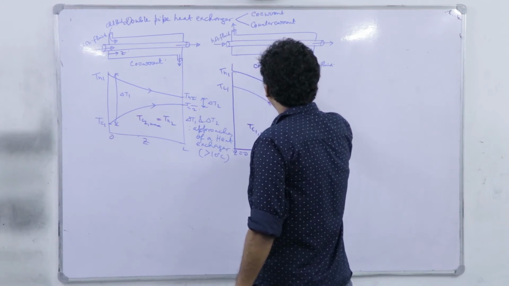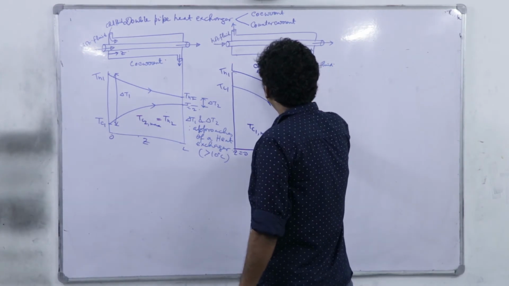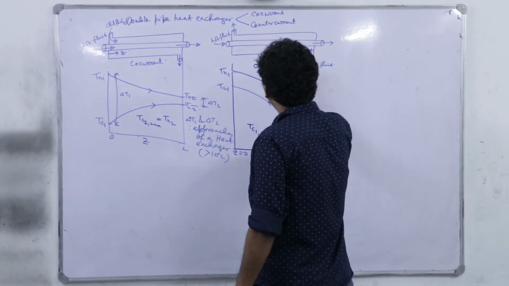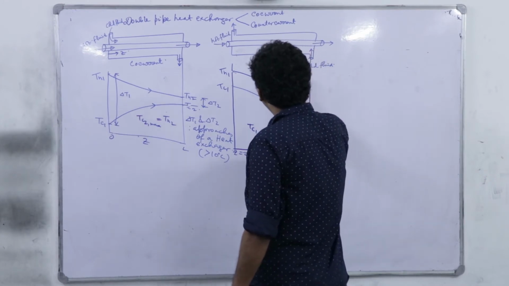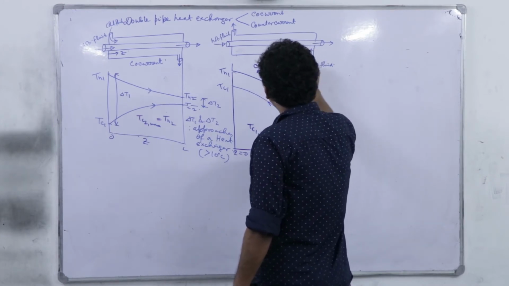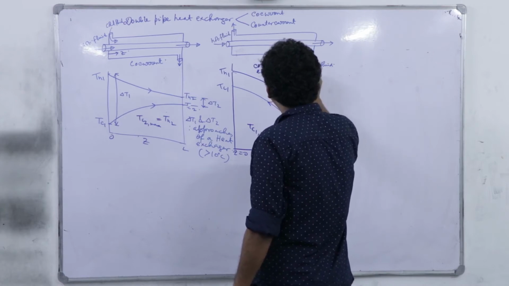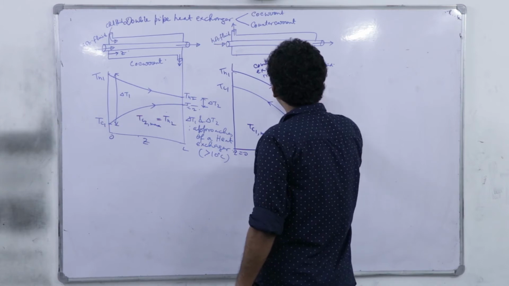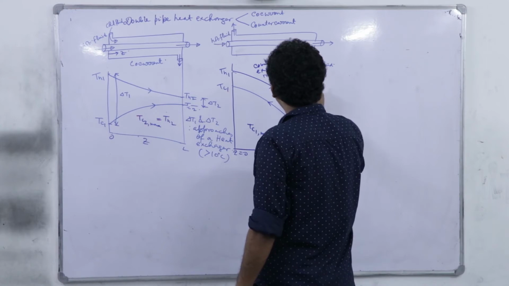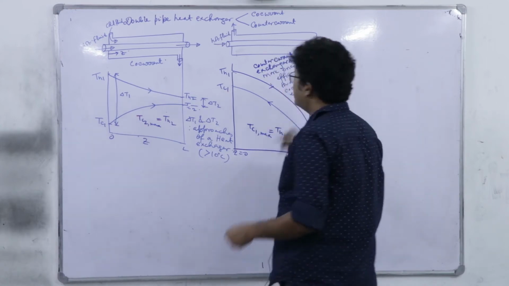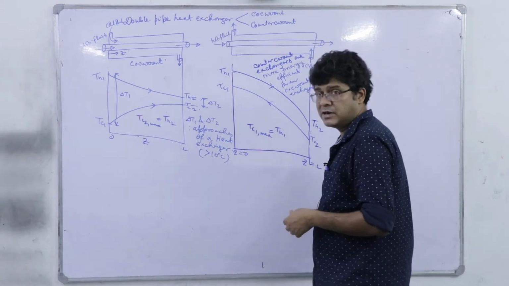Counter current exchangers are more energy efficient than co-current exchangers, right? Now immediate question arises, then why we are going for co-current arrangement at all?